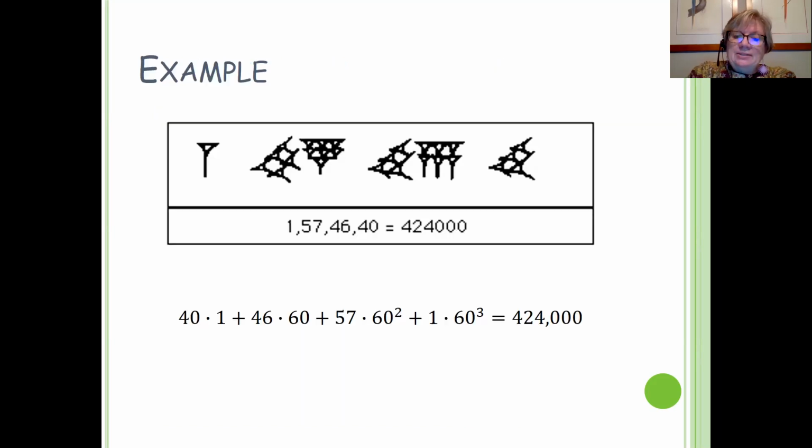Oh, just one last thing about this. On your quizzes, I'm not able to make those little golf tees and those little angelfish to represent those symbols. So when I ask you about a Babylonian symbol, if I want you to take a Babylonian numeral and translate it to our Hindu-Arabic system, I would write it as 1, 57, 54, 46, 40. I would use the commas to show the different places.